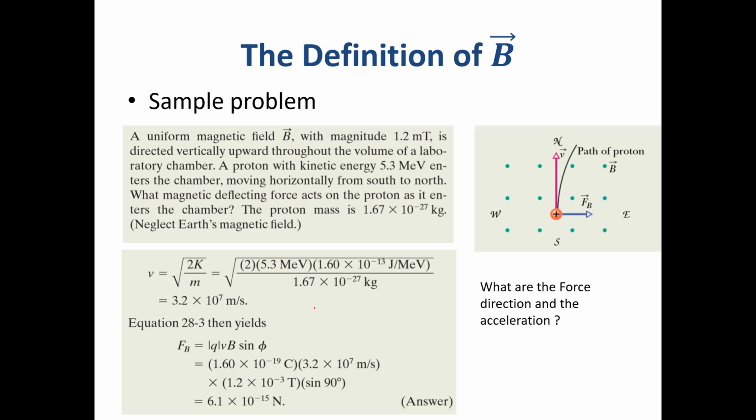Okay, this is the sample problem. A uniform magnetic field B with a magnitude of 1.2 millitesla is directed vertically upward throughout the volume of the laboratory chamber, like in this one. A proton with a kinetic energy of 5.3 mega electron volts enters the chamber, moving horizontally from south to north. So this is the path of the proton. What magnetic deflecting force acts on the proton as it enters the chamber? The proton mass is 1.67 × 10⁻²⁷ kilogram.